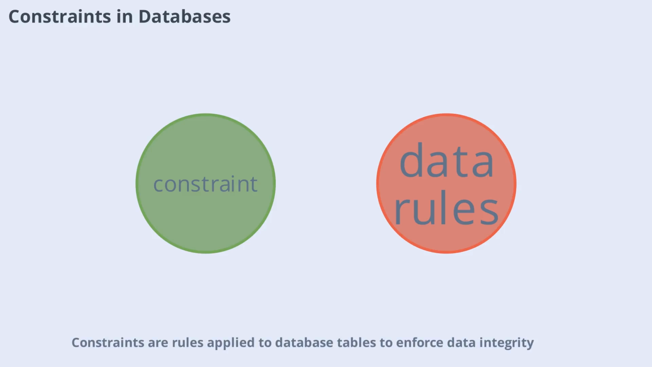Constraints are rules applied to database tables to enforce data integrity. Common constraints include primary keys, foreign keys, unique constraints, and check constraints. These rules prevent invalid data from being entered and help maintain the quality of the database. For example, a unique constraint ensures that no two users have the same email address.